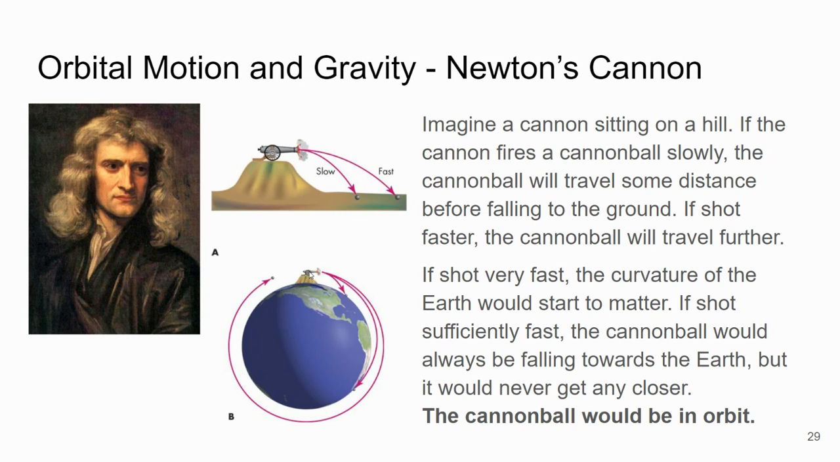It would leave the cannon, it would go sideways, and it would be falling towards the Earth, but the Earth would be curving away from it at exactly the same rate that the cannonball was falling towards it, which means the cannonball would never actually get any closer to the Earth. It's going around the Earth, and it's falling towards the Earth, but it's not getting any closer because of its sideways motion. So the cannonball in this case is in orbit. This is what orbit actually is. Orbit is something falling under the force of gravity towards another body, but never actually getting there because it's moving sideways too quickly.